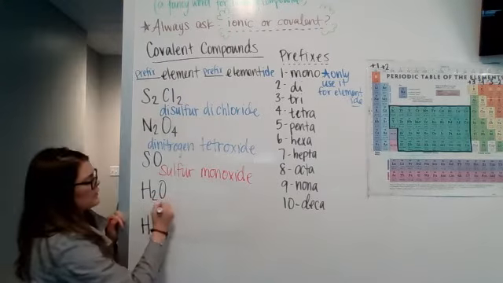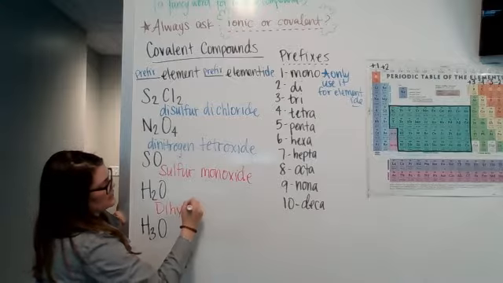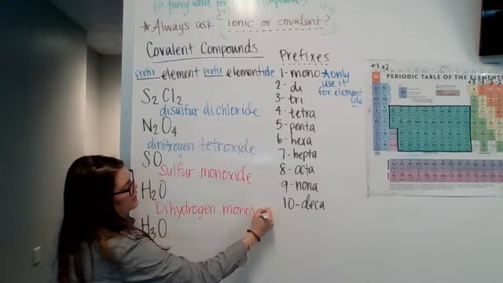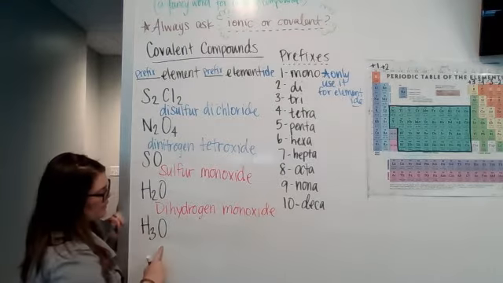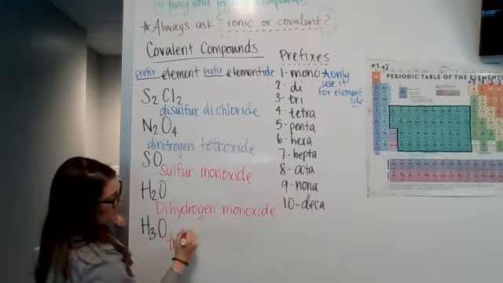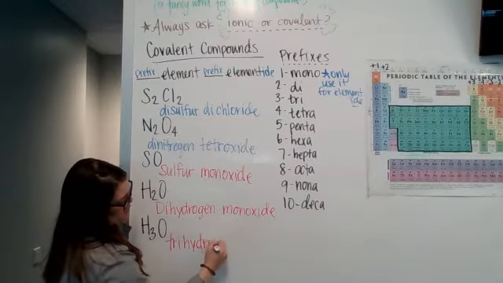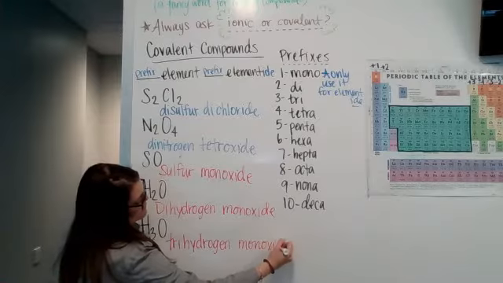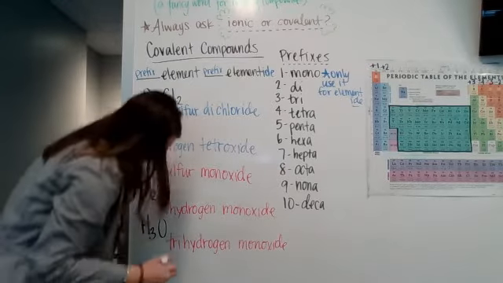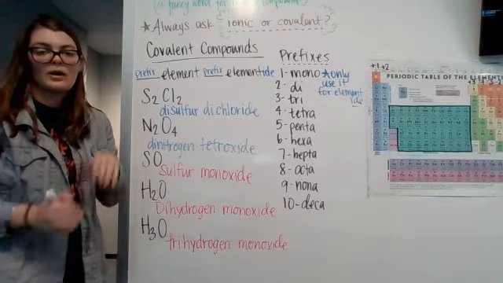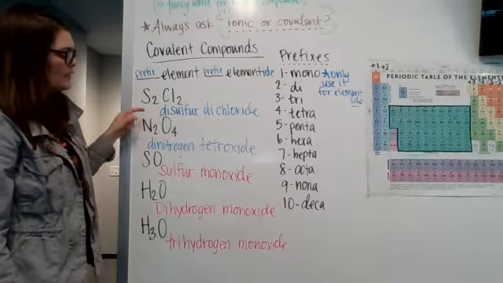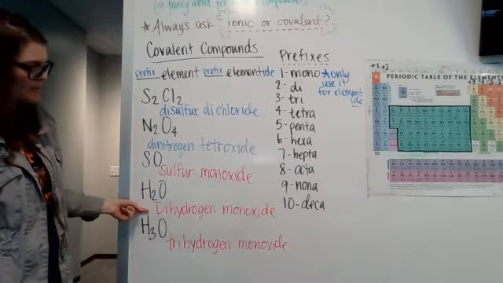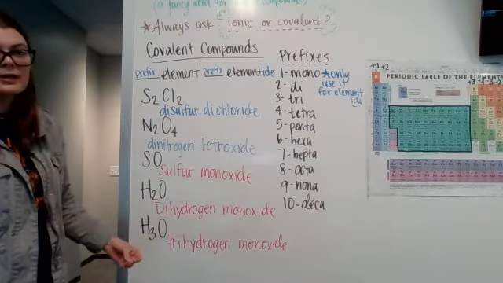H2O. Dihydrogen monoxide, and then here trihydrogen monoxide. Alright, y'all, so again we have disulfur dichloride, dinitrogen tetroxide, sulfur monoxide, dihydrogen monoxide, trihydrogen monoxide.